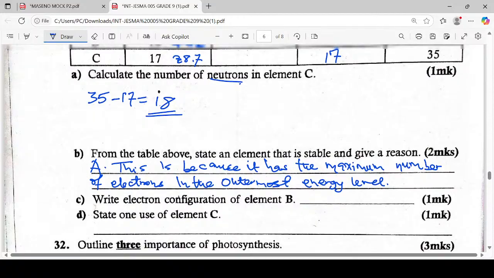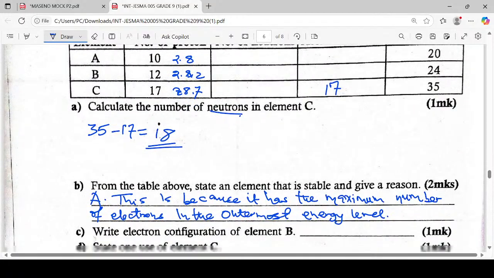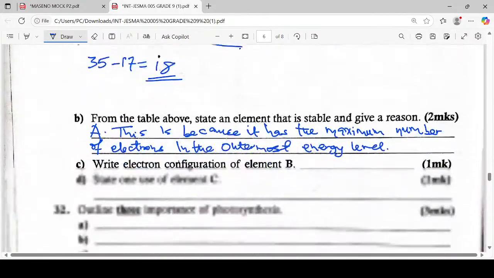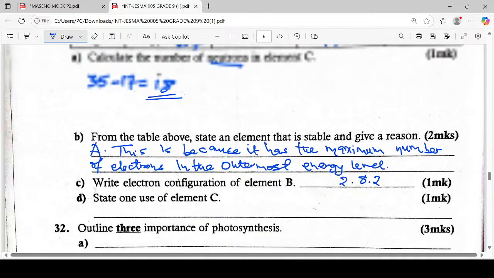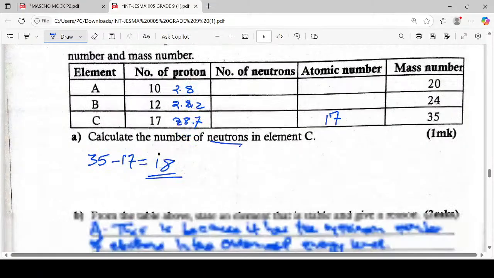Write the electron configuration of element B. Looking at element B, we've already written 2.8.2. Sorry, is my pen misbehaving. For element B, it will be 2.8.2. Let me write this one well. 2.8.2. Set one use of element C. Let's identify that element C. Element C is number 17. That is chlorine.